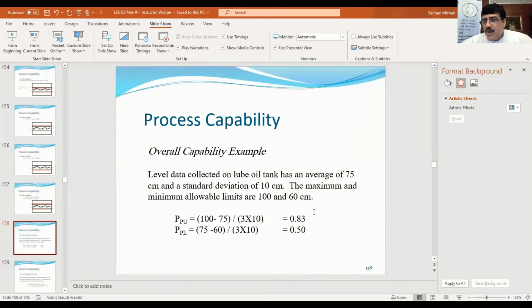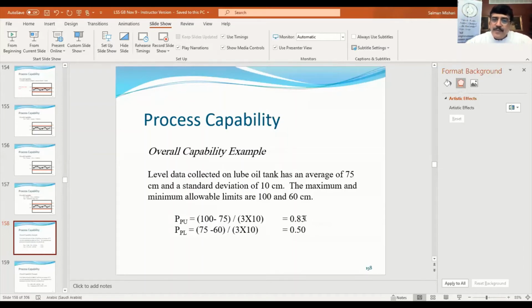And anything below 1 is not really good. That's a rule. You need to have it at least 1.5 and even more, you know, 2 will be perfect. That's 6 sigma. But you don't want this to be below 1.